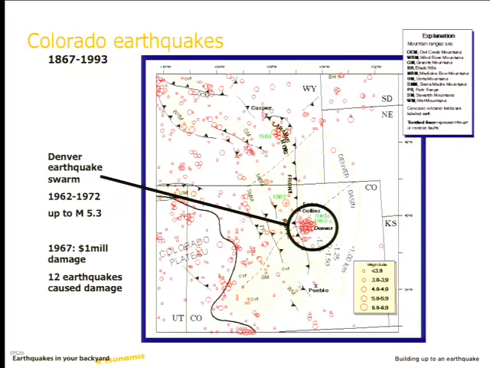And between 1962 and 1972 there was a swarm of earthquakes. There've been very few earthquakes. You don't expect earthquakes in this region. It's not a plate boundary. But there was a swarm of earthquakes, the largest of which was a magnitude 5.3. So that's now at the level where you can start doing damage. This earthquake caused about $1 million of damage. There were a total of 12 earthquakes in this swarm that caused damage. Needless to say, people started to pay attention.